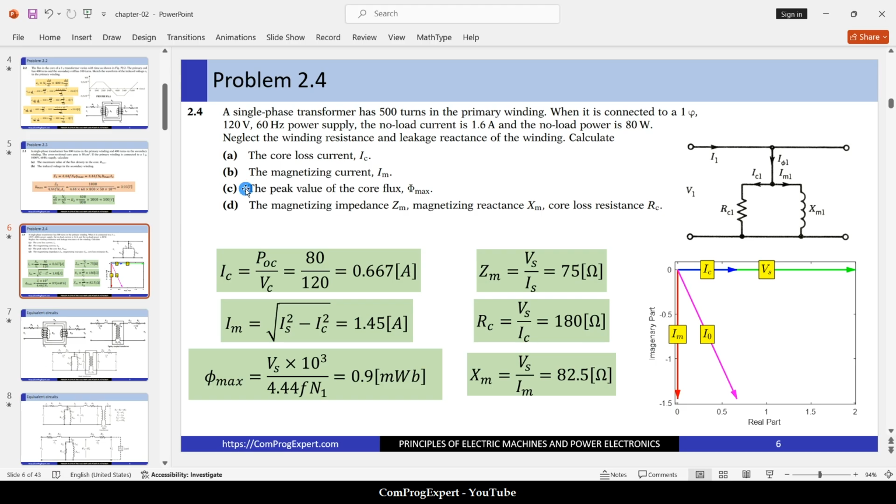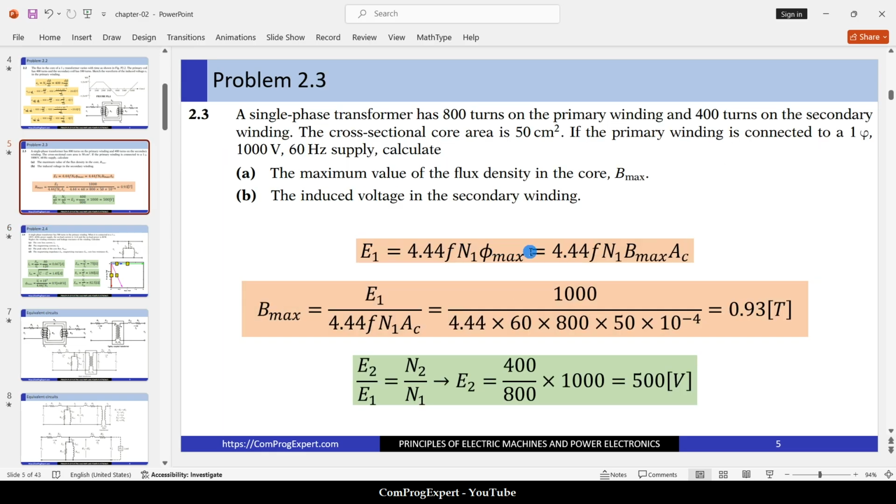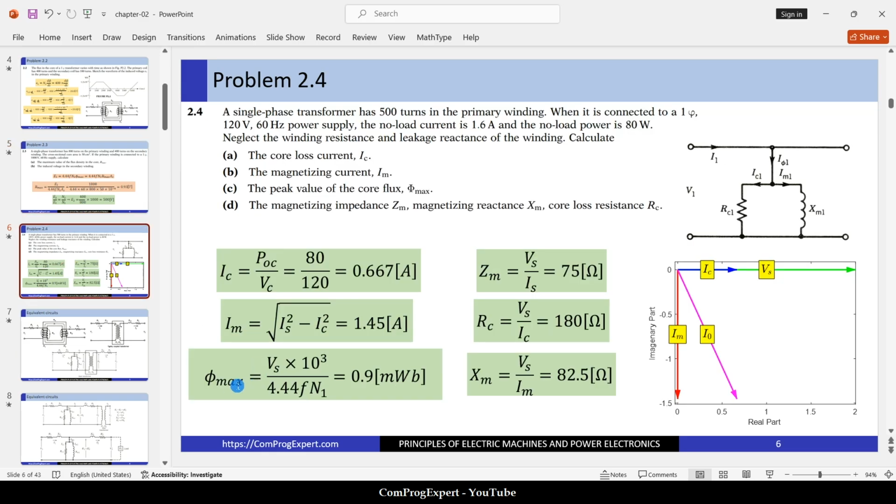The next one is the peak value of the core flux, phi max. Yes, we can use this equation again. The value of phi max is the source voltage times 10 to the power 3, because I wanted to calculate it in milliwebers, divided by 4.44 times F times N1. You can replace numbers. We have N1, we have frequency. So the maximum core flux is 0.9 milliweber.